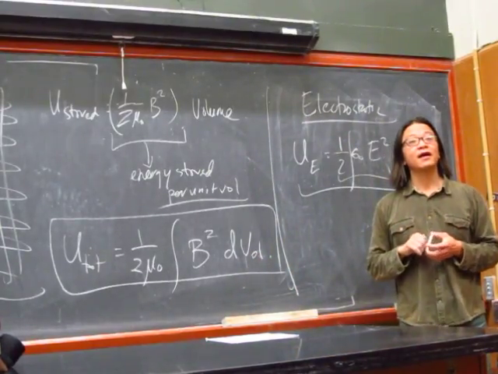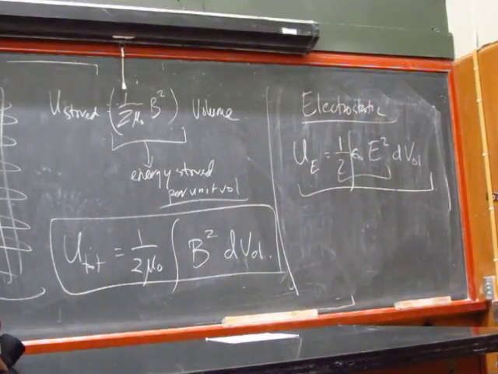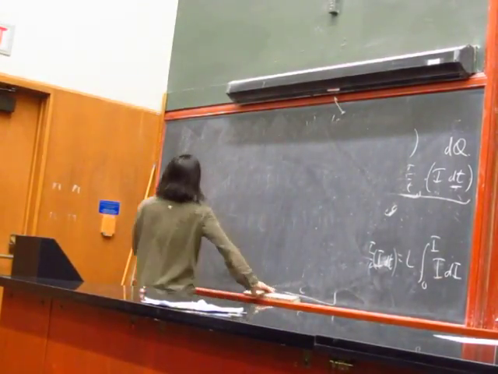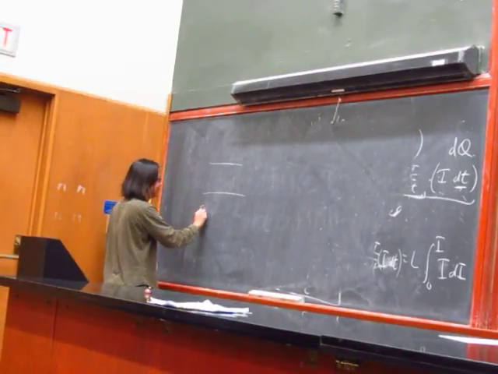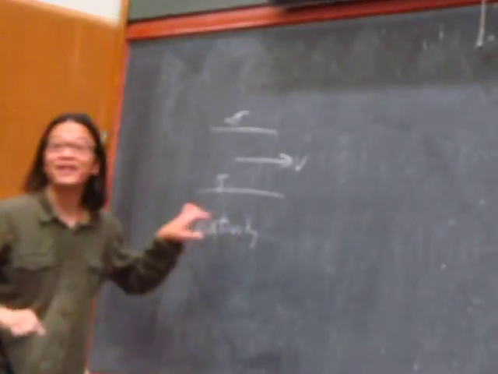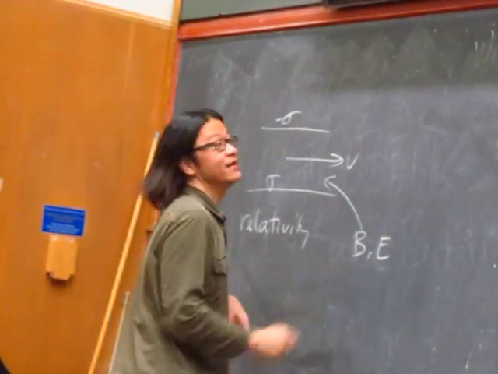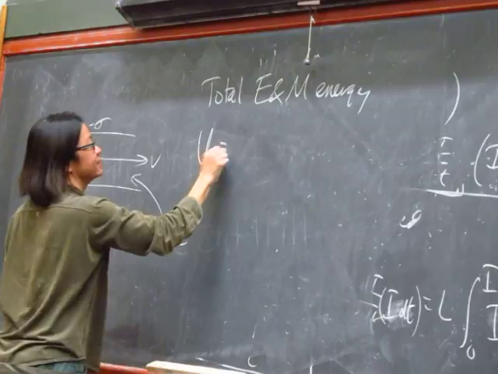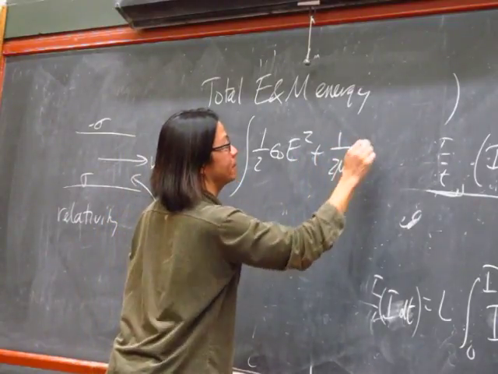Question: if you had a region of space where there was both a magnetic and electric field, could you add the two completely? Yes. Recall our discussion of relativity: if I push sigma, minus sigma, with velocity v, then inside this region there is a B field and an E field, and the total electromagnetic energy is just an integral of 1/2 epsilon naught E squared plus 1 over 2 mu naught B squared.